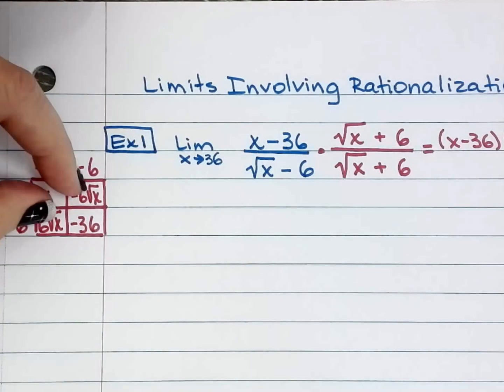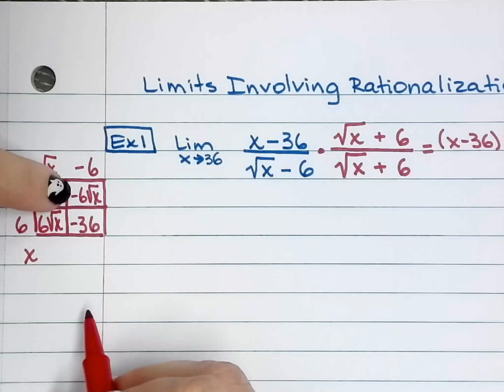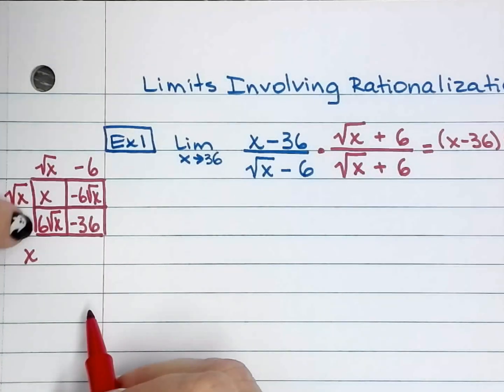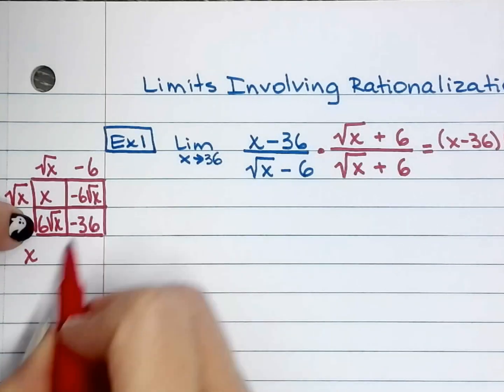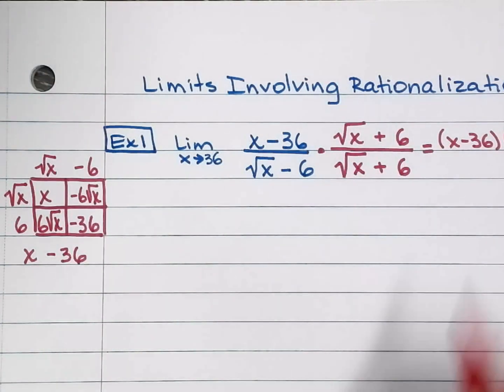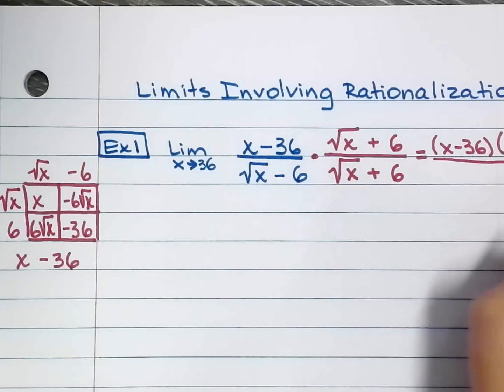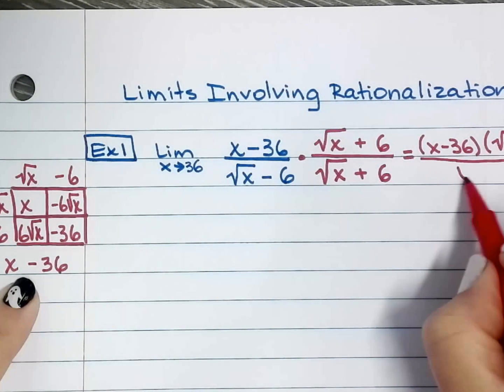Now you're going to combine like terms. Now I have x, negative 6 square root of x plus 6 square root of x. Negative 6 plus 6, that's 0. And then I only have negative 36 left over. So the denominator is looking better with just x minus 36 right there.